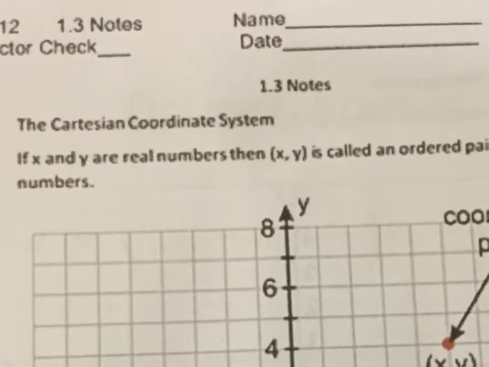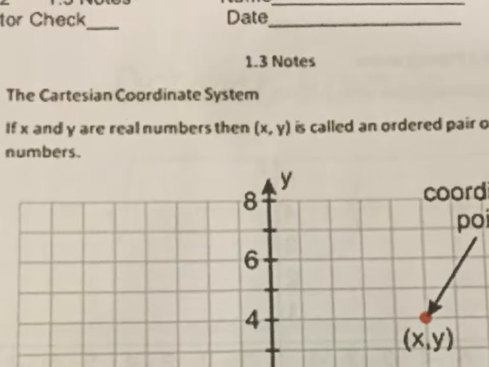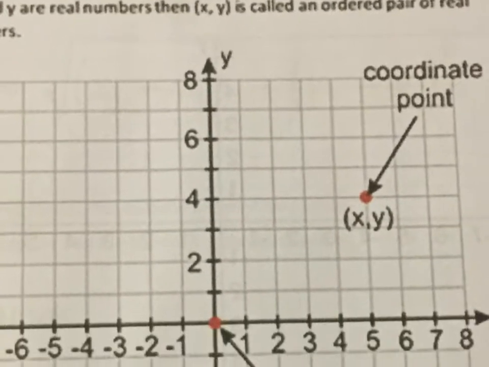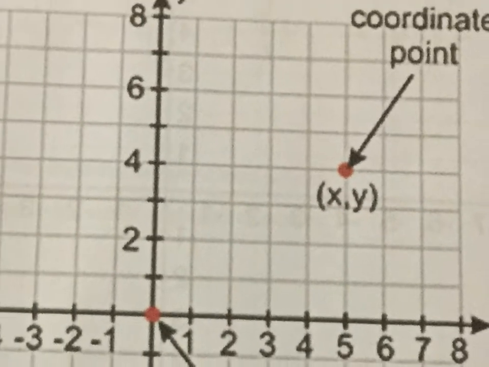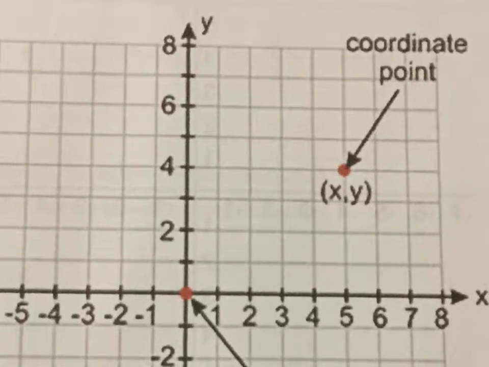Which means for X and Y that are real numbers, if I write parentheses X comma Y, that's called an ordered pair, and it's real numbers inside of it. So again, stuff that we should know. If we were to graph it, this point is called the coordinate point, X comma Y. So what would that coordinate point be? Well, if I count it over, that's 5, that's 4. So we would write that as 5, 4.